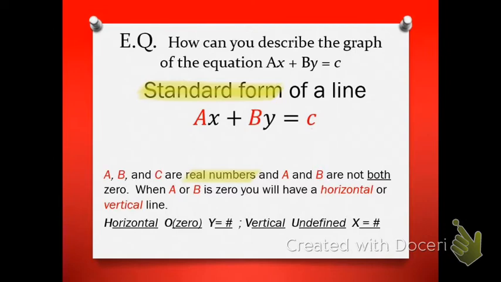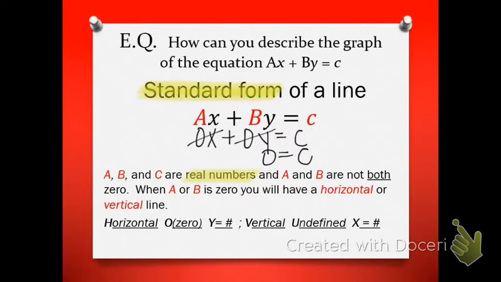All right, but look at what A and B cannot both be. It says A and B are not both 0. And let's look at why. If my A is a 0 and my B is a 0, what happens to my terms? What is 0 times X? 0. It goes away, right? What if B is also 0? What's 0 times Y? 0. It goes away. And now I'm left with 0 equal to some number, and I no longer have an equation that can be graphed. So A and B cannot be 0 at the same time.